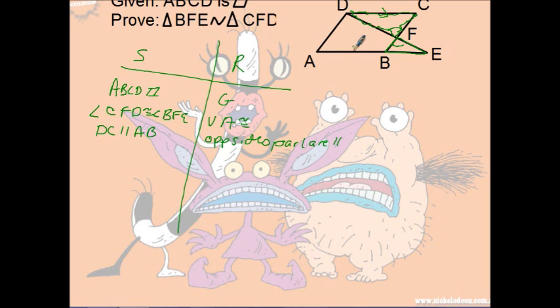And with that, I can look for my alternate interior angles. Alternate interior angles, again, are going to form those Z's. So for my alternate interior angles, I have angle DCF is going to be congruent to angle FBE. If lines are parallel, then alternate interior angles are congruent. Now, once I put those markings in, I see that I have two sets of congruent angles. Therefore, triangle BFE is similar to triangle CFD by angle-angle similarity.